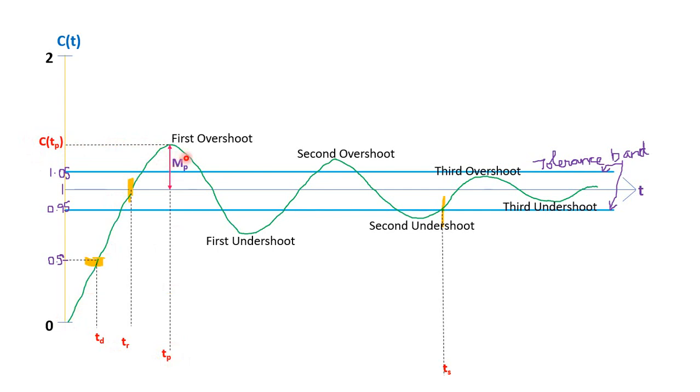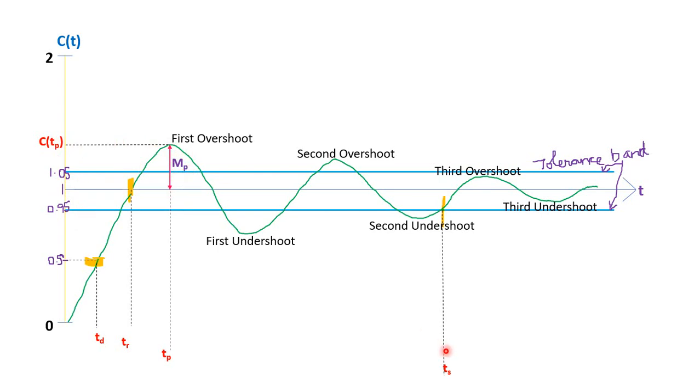Then MP, the peak overshoot. Peak overshoot is the difference between the peak value of the response and the steady state value, expressed as a ratio to the steady state value. That is, C of Tp minus C of infinity, divided by C of infinity, into 100, which is your peak overshoot in percentage.